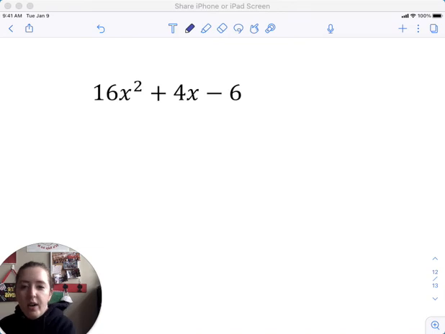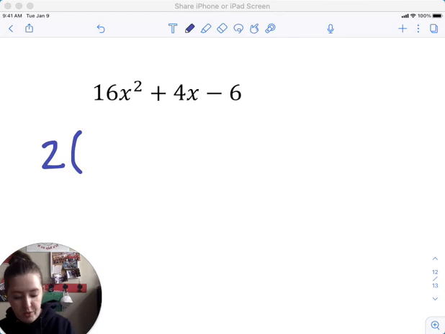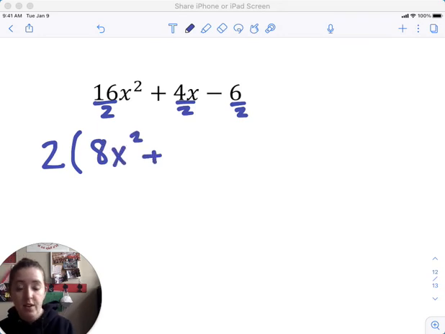Do we have a greatest common factor with 16x squared plus 4x minus 6? Yeah, our greatest common factor is going to be 2. So we'll divide each of those terms by 2 to find out what goes inside of my parentheses. 16x squared divided by 2 is 8x squared, plus 4x divided by 2 is 2x, minus 6 divided by 2 is 3.